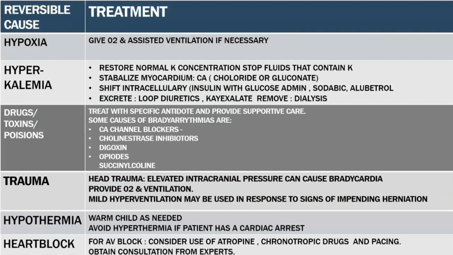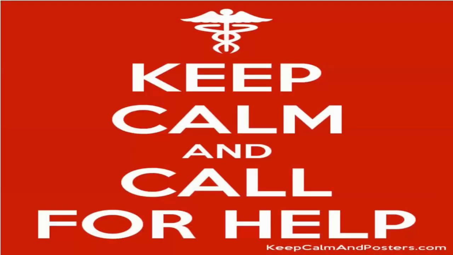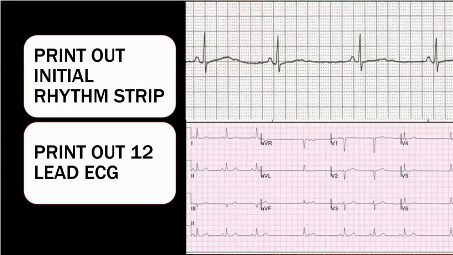For hypothermia, you want to warm the child as necessary, but also avoid any hyperthermia if the child has a cardiac arrest. And for heart block, you want to consider the use of atropine, chronotropic drugs, and pacing. Always remember to keep calm and call for help. So print out your initial rhythm strip and also print out your 12-lead ECG.